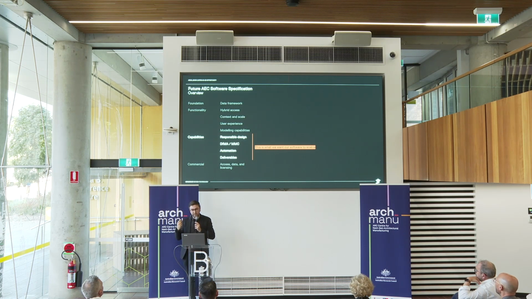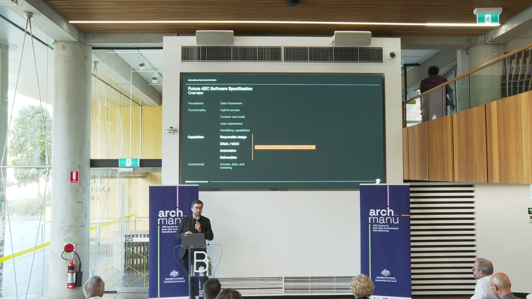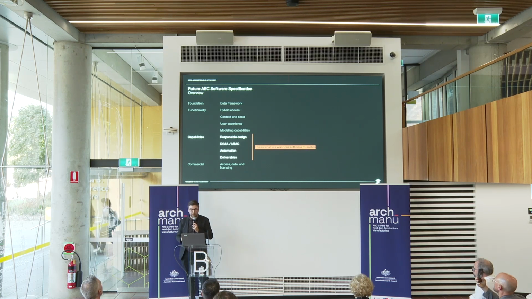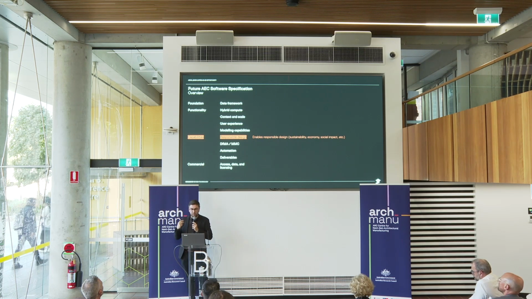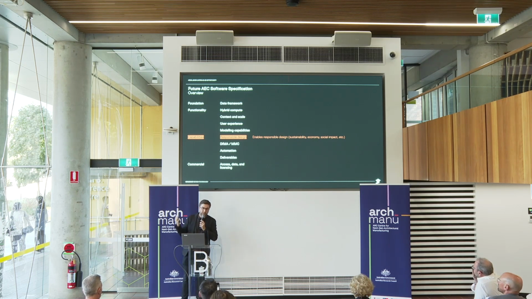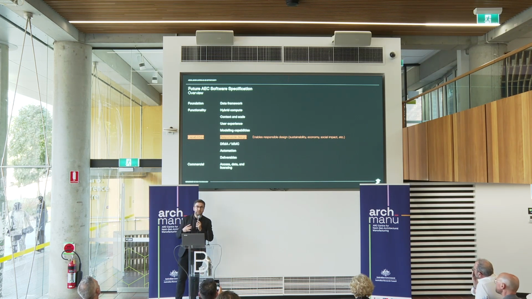And then there are the 4 capabilities that we feel are crucial to be enabled. These are going to help us tackle issues that we as an industry face. Our current software stack is built around a very traditional mode of delivering projects. That's not necessarily the world that we work in now. So we need tools that will enable responsible design. When you talk about responsible design, you immediately jump to sustainability and carbon, but it's also down to economy, down to social impact. Our software needs to enable that in the best way it can do.